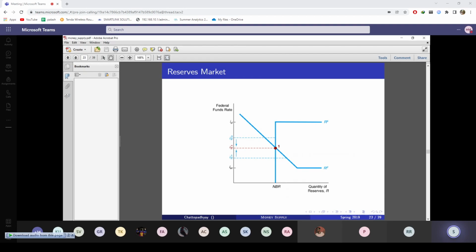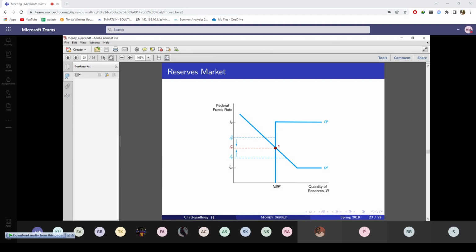So all my reserves are non-borrowed reserves when the market interest rate is below ID. And when the market interest rate is at ID, I can borrow an infinite amount from the central bank. So that's the horizontal portion of my reserve supply curve. Corresponding to any point on the horizontal portion of the reserve supply curve, if I draw a vertical line to the x-axis, whatever I get above non-borrowed reserves is the borrowed reserves.